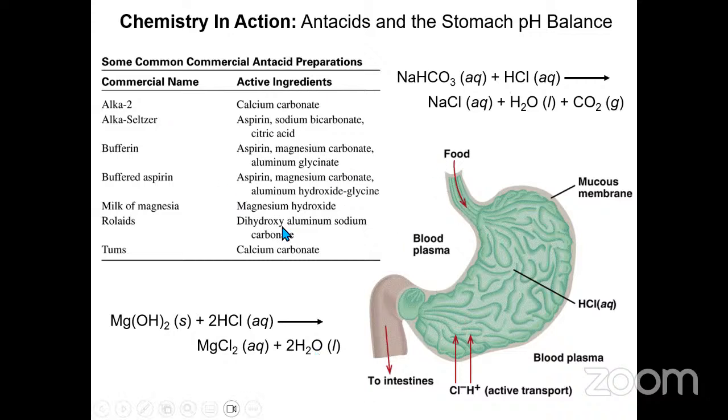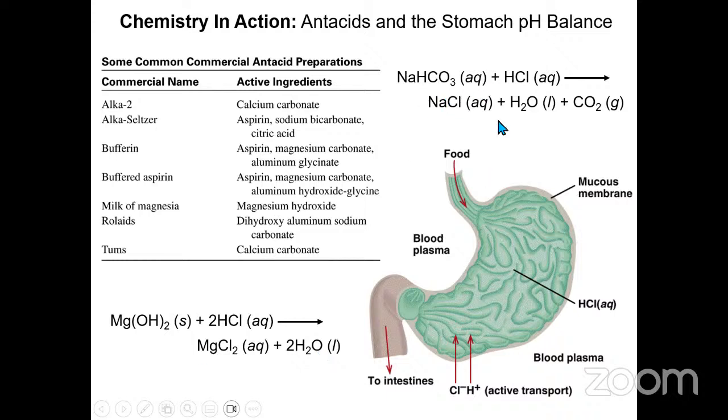So these are just some examples of different types of over-the-counter medications containing basic substances, and these are the active ingredients listed. So one of the reactions, for example, if you're using milk of magnesia, which contains magnesium hydroxide, this is the reaction right here, the reaction between magnesium hydroxide and hydrochloric acid to give you magnesium chloride and water.